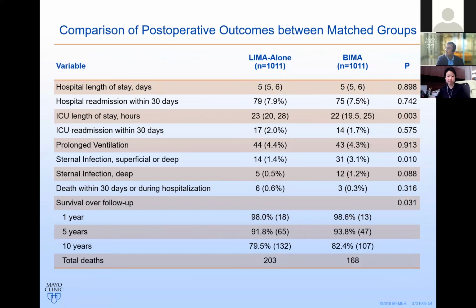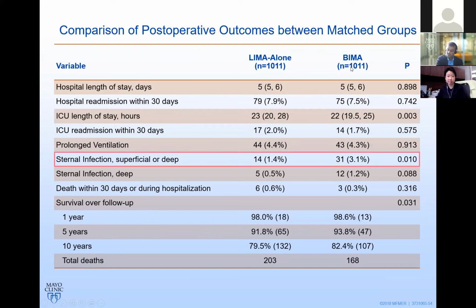And then when we looked at the results, we found that essentially there was no difference between these two groups in terms of immediate postoperative outcomes. Length of stay was similar, readmission within 30 days was similar, but the length of stay in the ICU was somewhat lower in the bilateral internal mammary artery group.